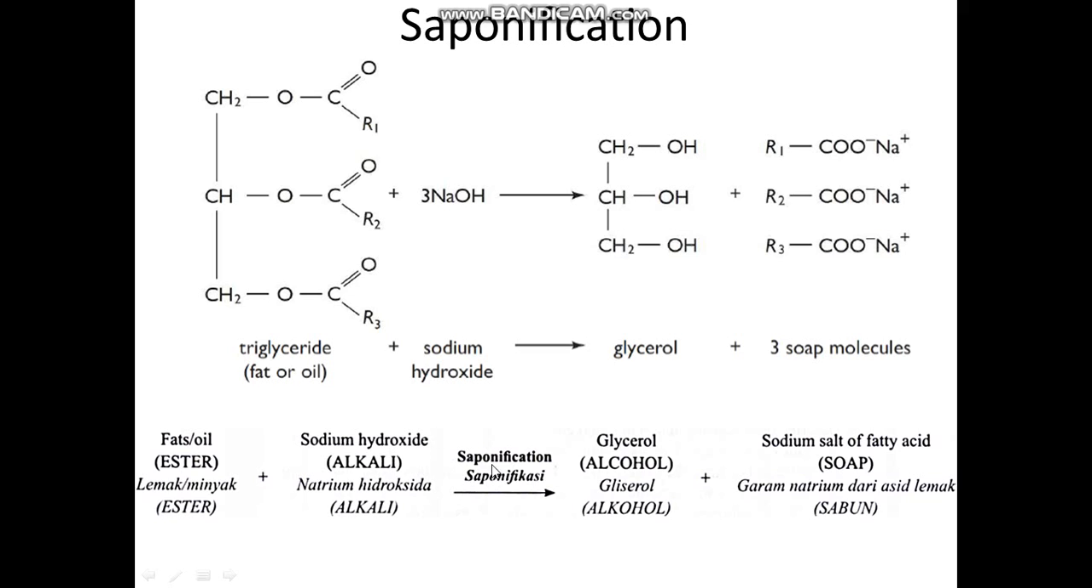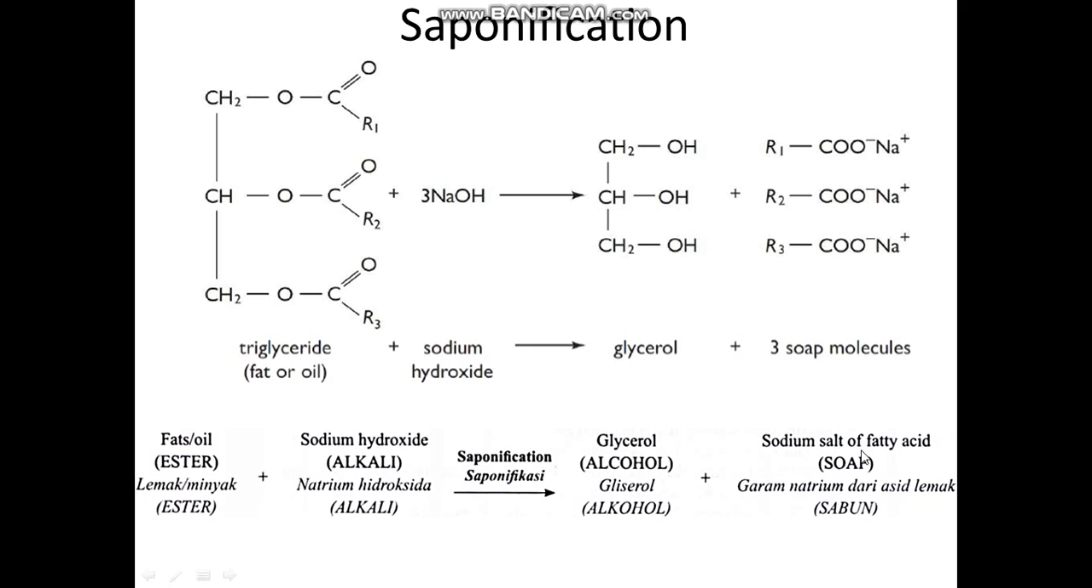And after the saponification reaction, the reaction will produce two products. One is glycerol molecule and another one which we want, which is soap, also known as sodium salt of fatty acid. Why sodium salt? Because here we use sodium hydroxide as alkali. So the soap we produce is known as sodium salt of fatty acid.